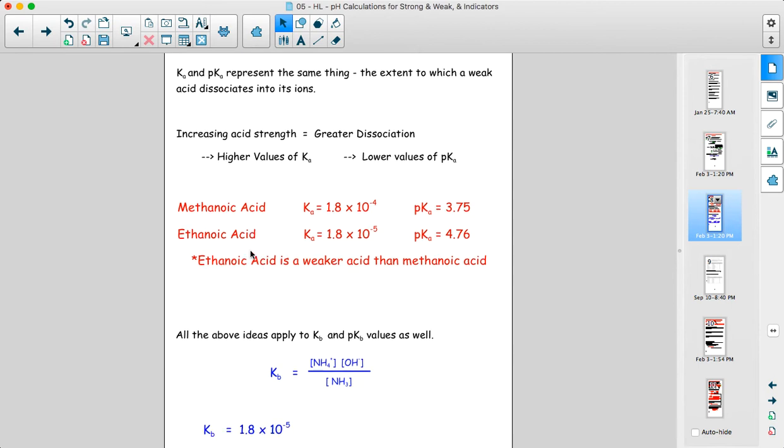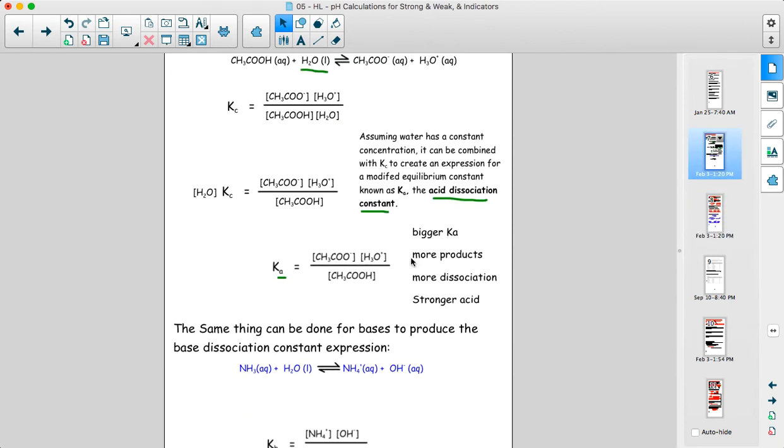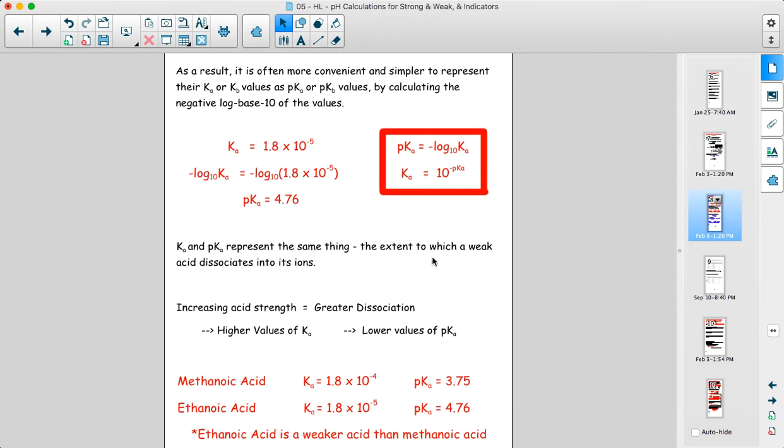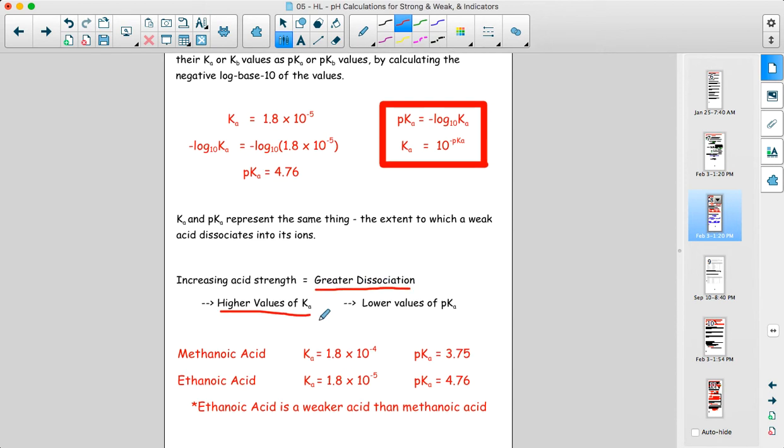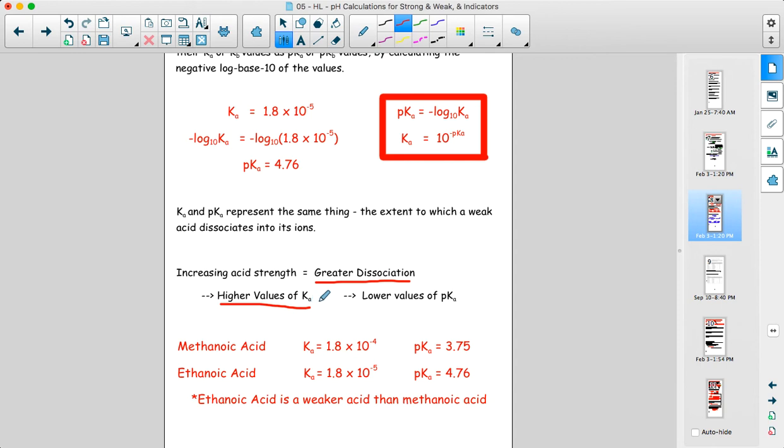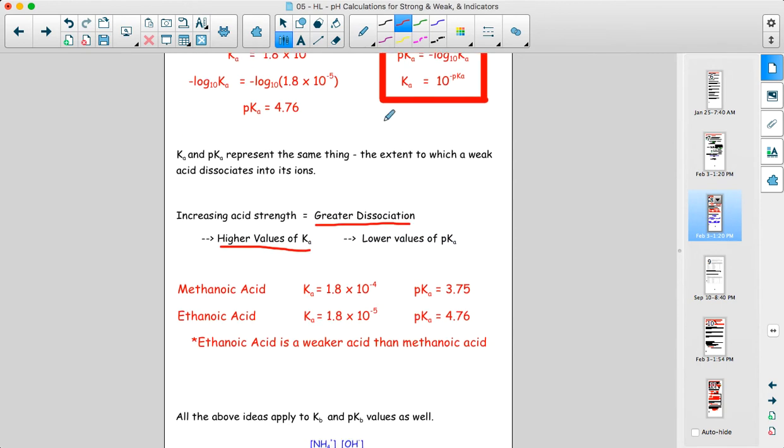Here's a little confusing part, though. With Ka, what I talked about on the previous page, I said the bigger the Ka value, that implies more dissociation into ions and a stronger acid. Now, this worked the same way with pH. What I just said before is true, so higher values of Ka imply a greater dissociation. But the way the math works, the higher the Ka value, the lower the pKa value. And I'll show you the example right here.